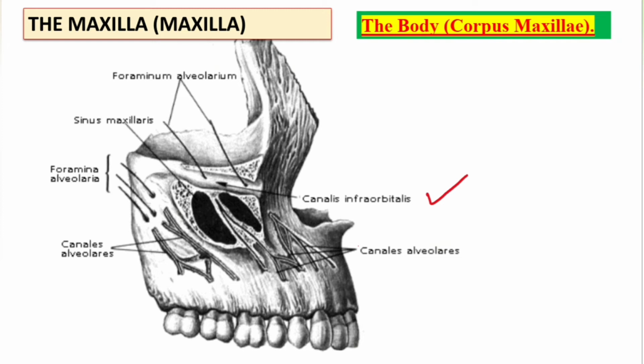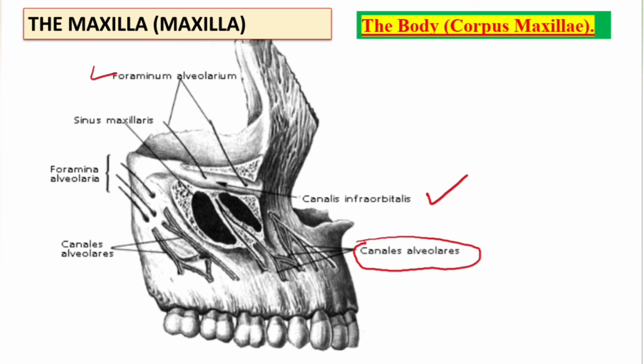So on the orbital surface, firstly there are these canals, right? They are called what? The infraorbital canal, canalis infraorbitalis. It begins here firstly as the infraorbital sulcus, and then through the alveolar foramina, foramina alveolaria, they go deep, entering this canal, canalis infraorbitalis, right?